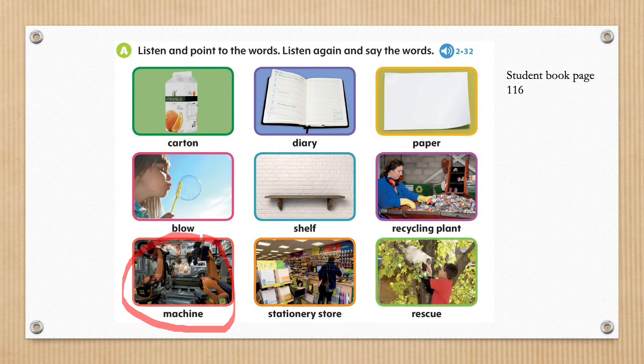Then we have a machine. A machine is usually made up of different metals. A machine's purpose is to help us either to build something, make something, clean something, or just make our life easier. An example of a machine could be a blender that we use to blend up and make smoothies, or even just a car that helps us get somewhere.